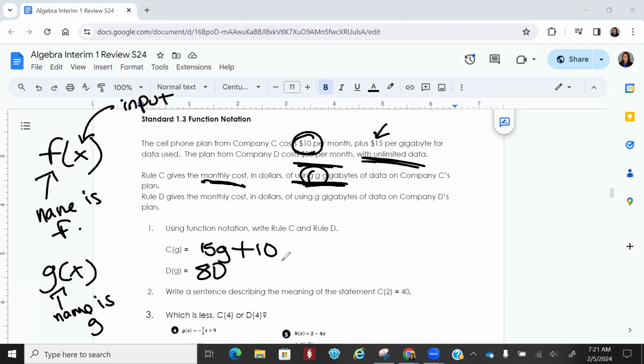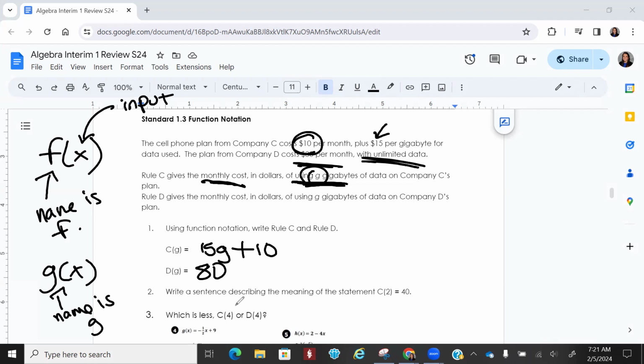Do you see how I got that? On your interim that has 15 questions, one of them is going to be write the equation for this scenario. That's going to come up, which we just did.